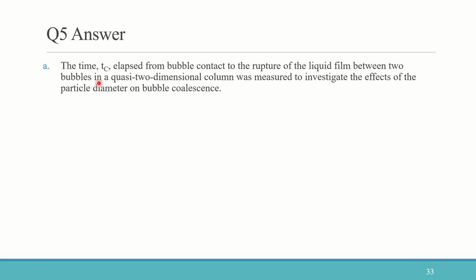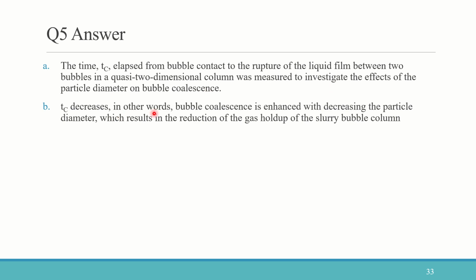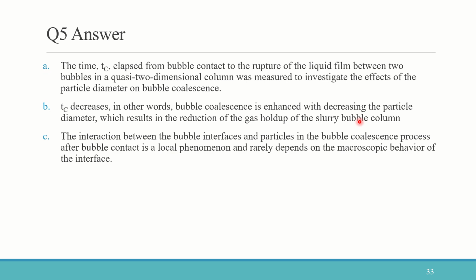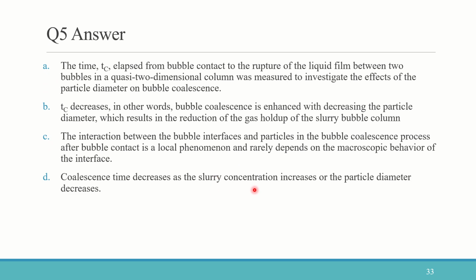The time Tc elapsed from the bubble contact to the rupture of the liquid film between two bubbles in a quasi two-dimensional column was measured to investigate the effects of particle diameter on coalescence. Tc decreases, in other words, bubble coalescence is enhanced with decreasing particle diameter, which results in the reduction of gas holdup of the slurry bubble column. The interaction between the bubble interface and particles in the bubble coalescence process after bubble contact is a local phenomenon and rarely depends on the macroscopic behavior of the interface. Coalescence time decreases as the slurry concentration increases or the particle diameter decreases.